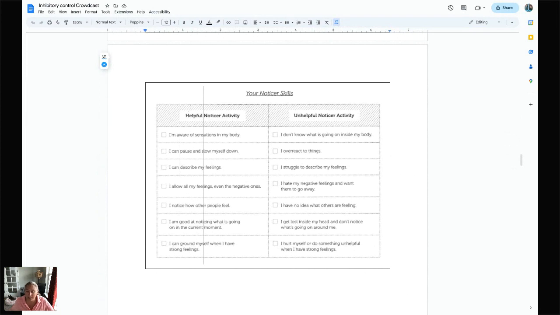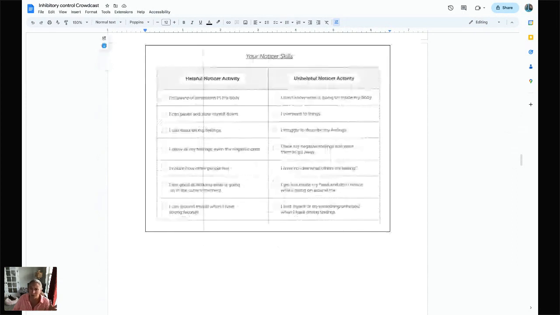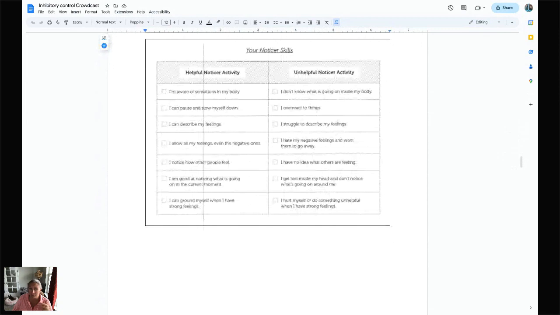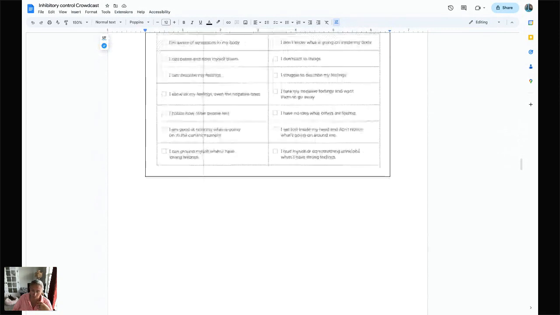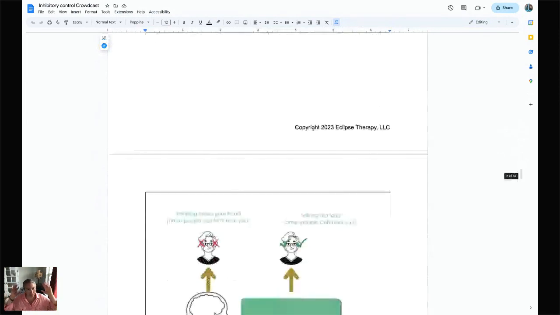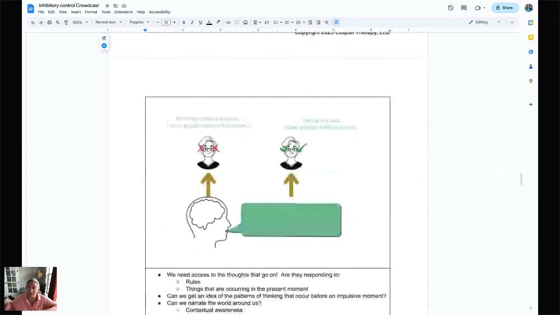And I can ground myself when I have strong feelings, right? I can access help. I can pause when those big feelings are showing up. And obviously, usually it's easier to pause when light emotions are showing up than heavy ones at first. So again, thinking in your head, talking out loud is huge.